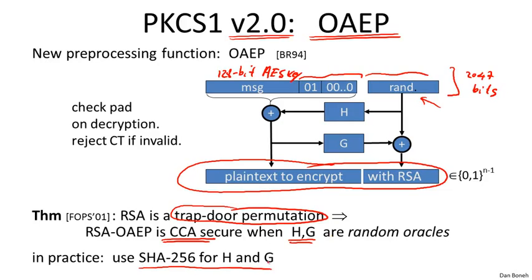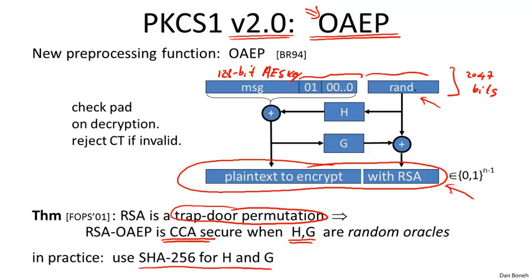Why is this called optimal asymmetric encryption padding? Why does the O stand for optimal? Well, the reason is if you look at the ciphertext, you notice that the ciphertext is basically as short as it can be. The ciphertext is exactly the length of one RSA output. There are no trailing values that are appended to the ciphertext.